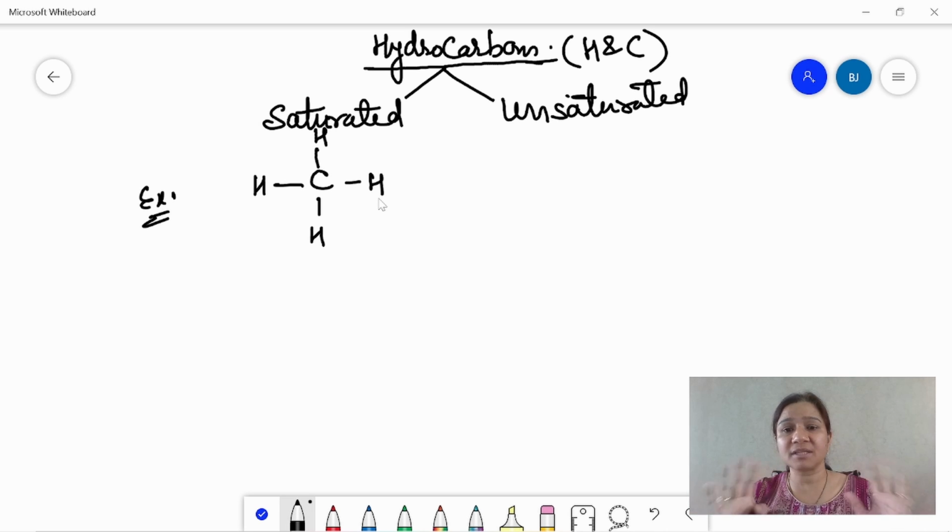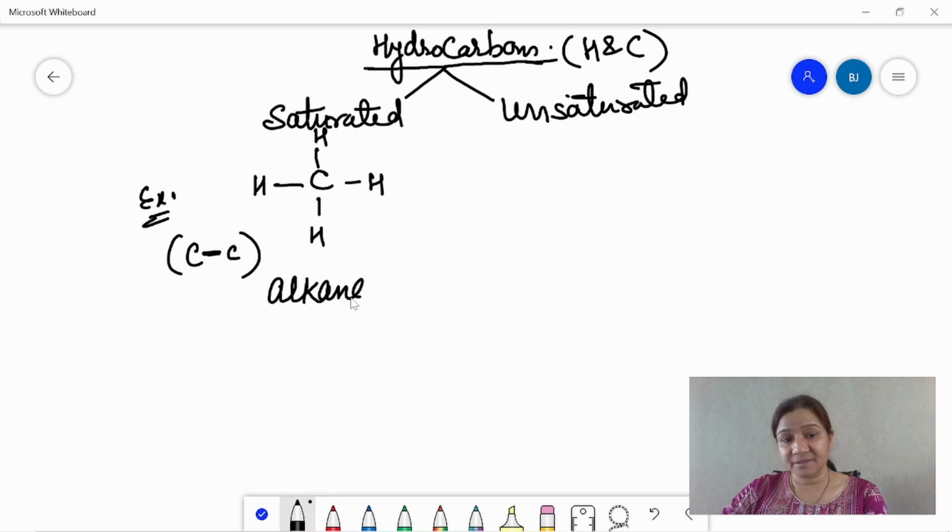Why are they satisfied? Because all the four valencies of carbon are satisfied by the required number of atoms available to us. In this particular case, you can see that this is an example of methane where we have four hydrogens connected to one carbon atom. So all the four valencies are satisfied. Such a class of compounds where carbon-carbon is connected through a single bond, where the two carbons have only a single bond, are known as saturated hydrocarbons, and this class of compounds is known as alkanes.